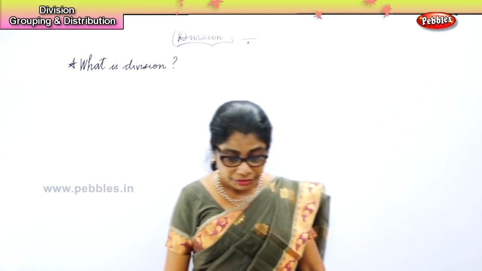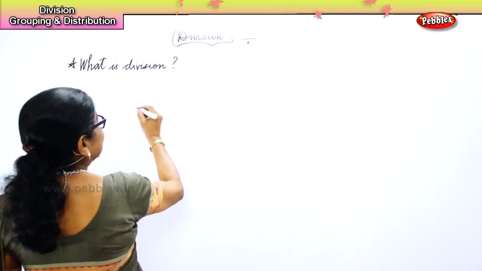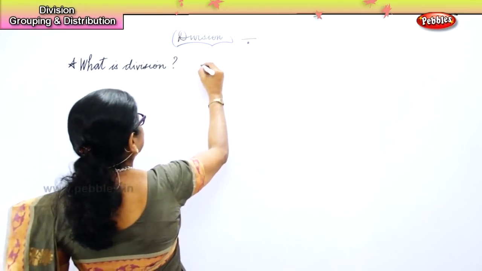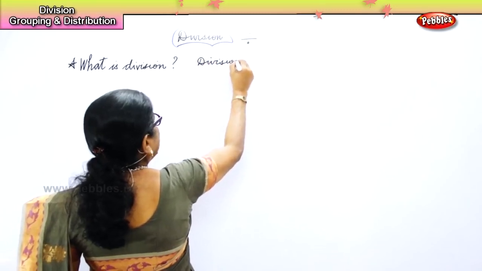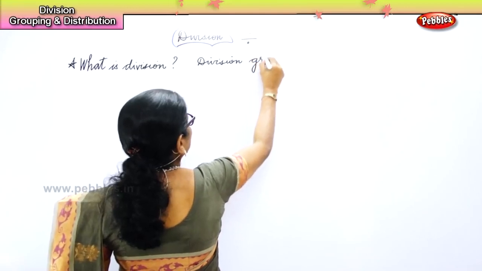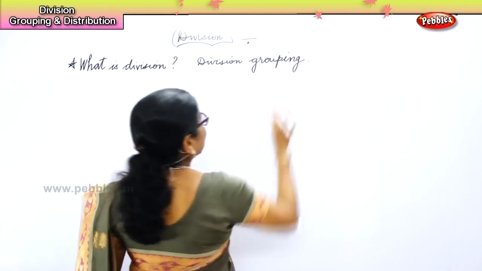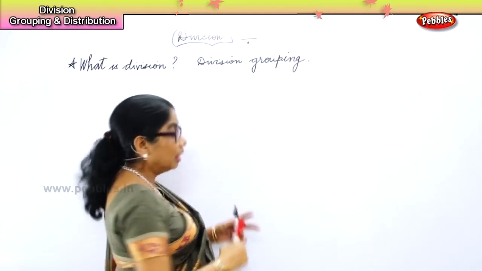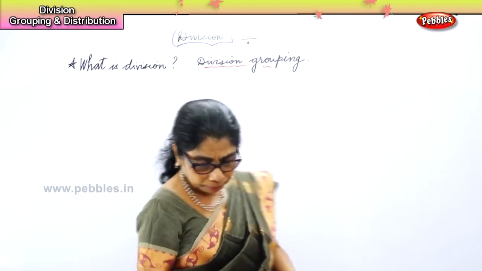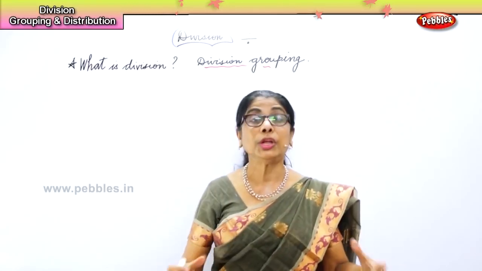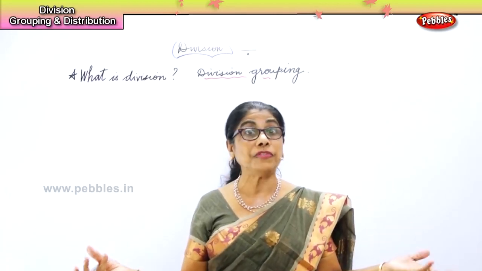First, division is grouping. Now, you're going to look at division as grouping, forming groups. If there are 10 children, group them into 5 or make 2 groups of 5.